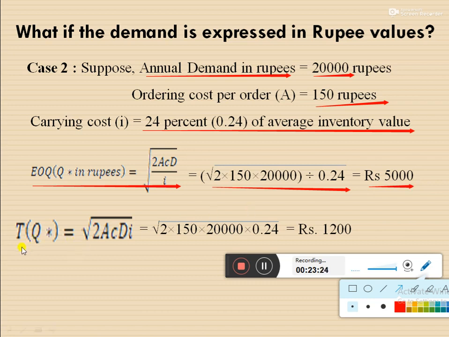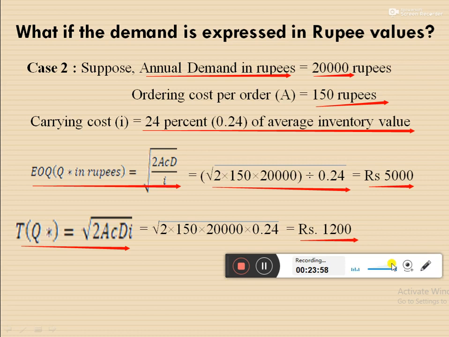Similarly, by using this expression, we can calculate total annual variable cost. For this purpose, we need the values of these variables: 2 into A, that is 150, into CD, that is 20,000, into I, that is 0.24. So the answer would be equal to 1200. So the total annual variable cost in this situation would be equal to 1200 rupees.